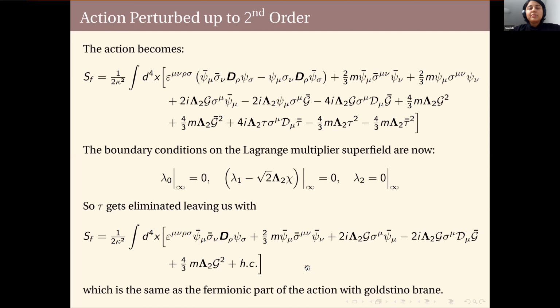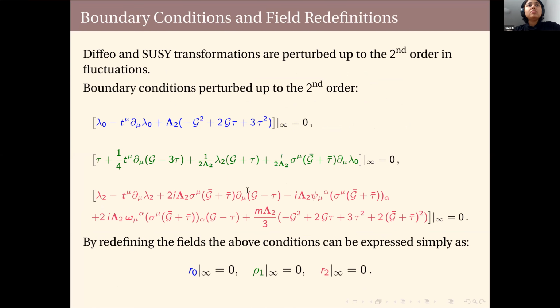So, okay, so far so good. At least up to the second order of field fluctuations, they match. Now we go one order higher in field fluctuations. If I want to write the action fluctuated up to third order in the fields, I need to fluctuate the transformations and the boundary conditions only up to the second order, because that eventually leads to the third order in the Lagrangian. So these are the modified boundary conditions, and I perform some field redefinitions.